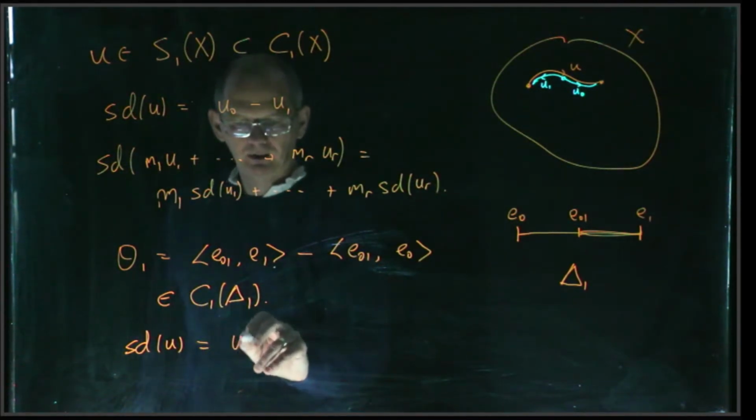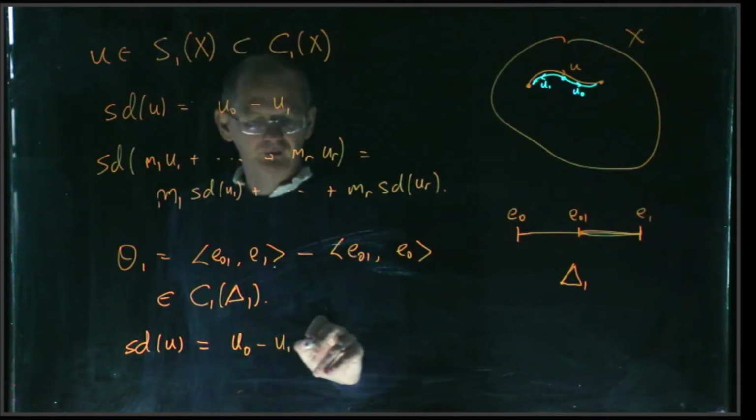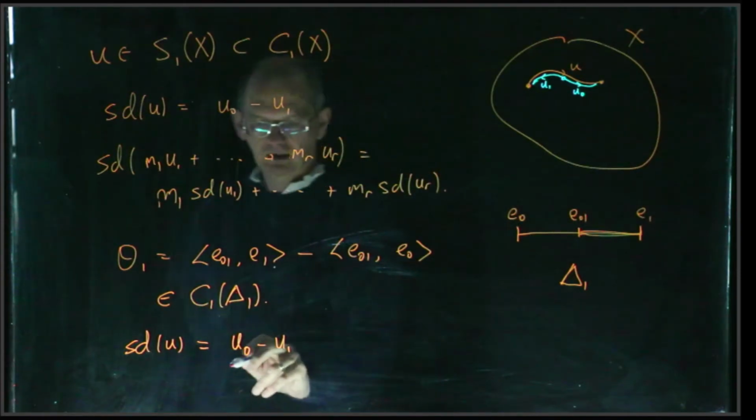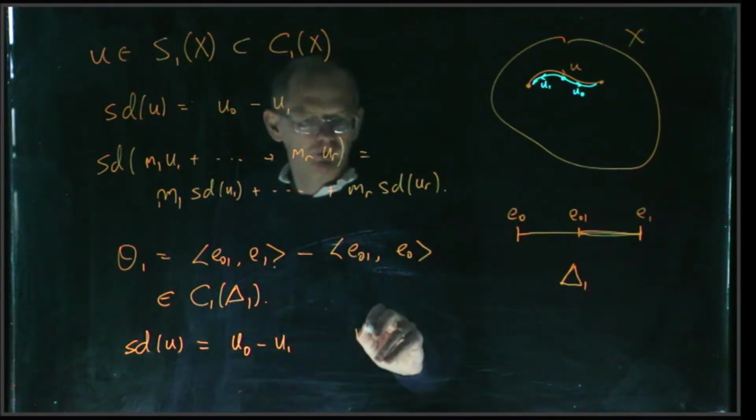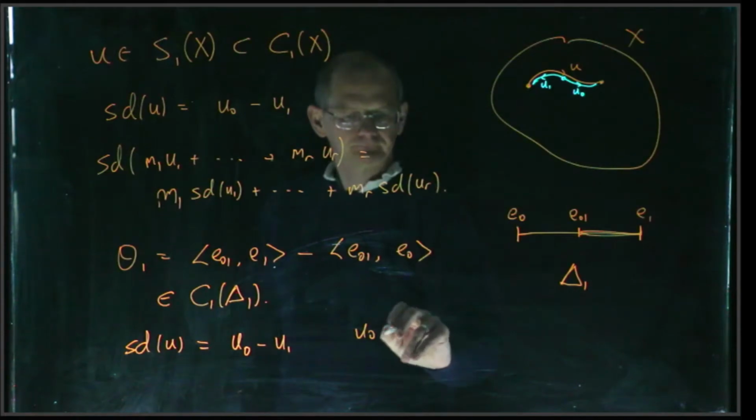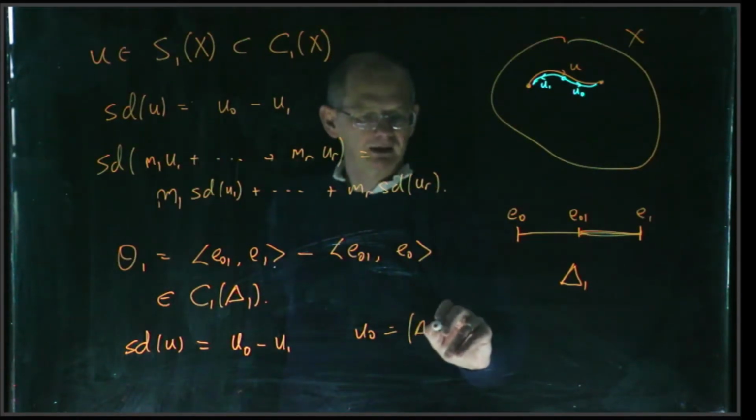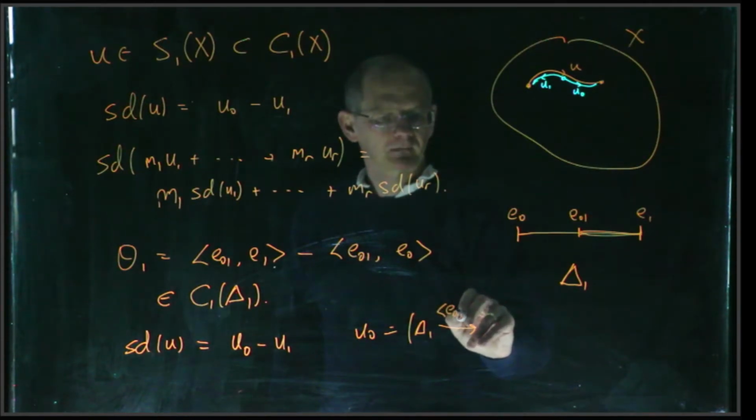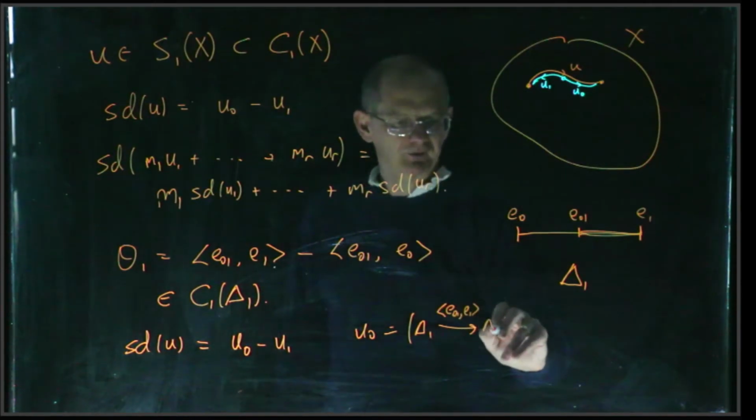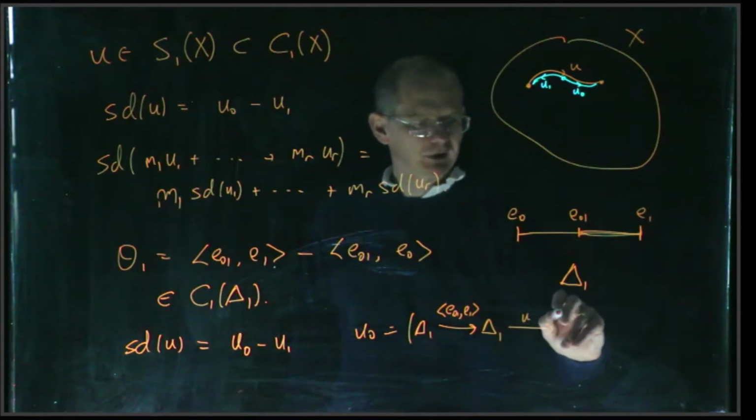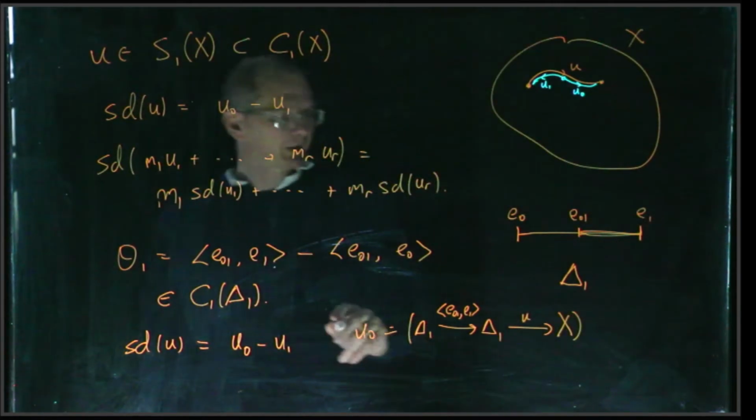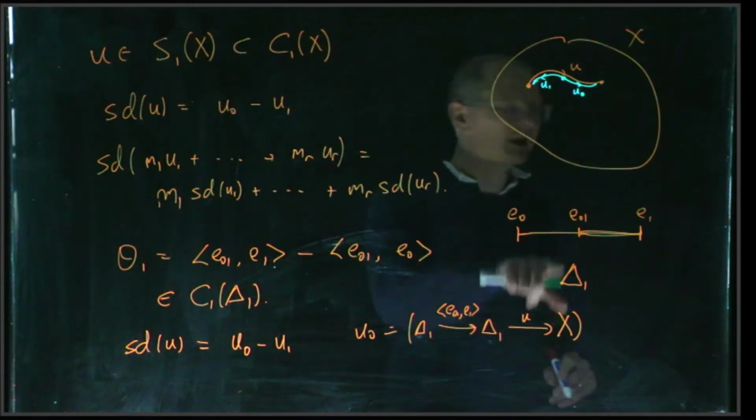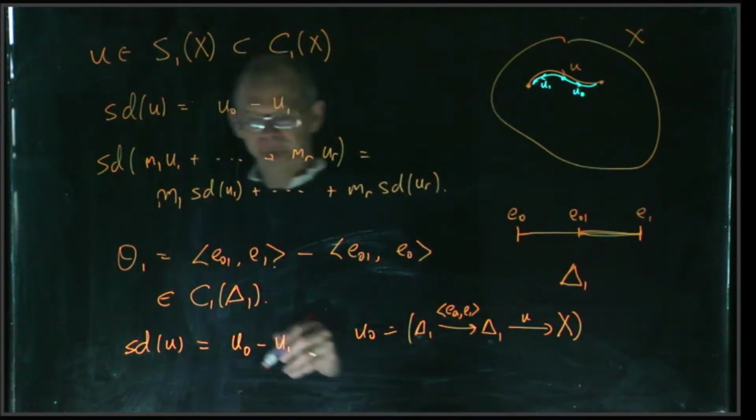We said it's U0 minus U1, but what is this U0? U0 is the right-hand half. U0 is the composite: we take our delta 1 and do this path E0,1 to E1, which takes us into delta 1, and then we do the original U, which was a map to X. That's what U0 is. It sends delta 1 to the right-hand half of delta 1, and then we apply U.